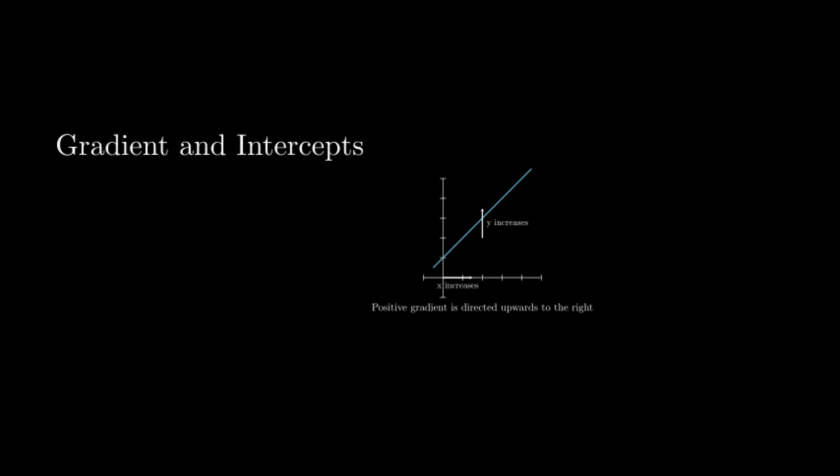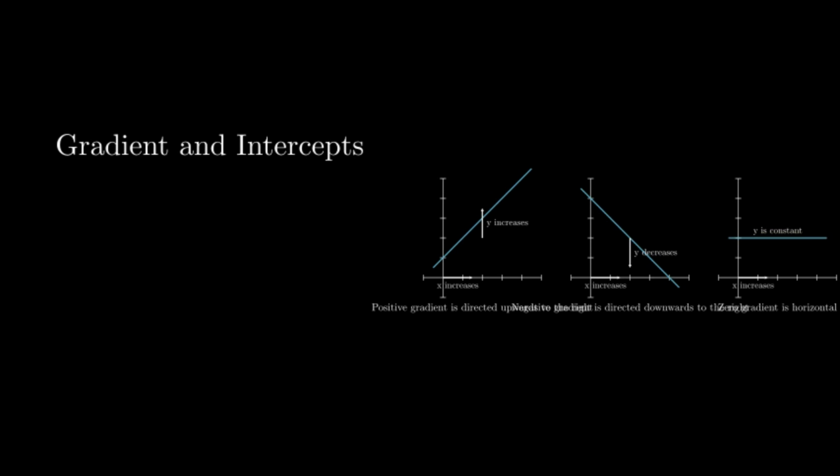First, let's consider a positive gradient. As we move from left to right, so as x increases, the line goes upwards. This means the y value also increases. We say this line has a positive gradient. Next, a negative gradient. Here, as x increases, the line goes downwards. This means the y value decreases. This line has a negative gradient.